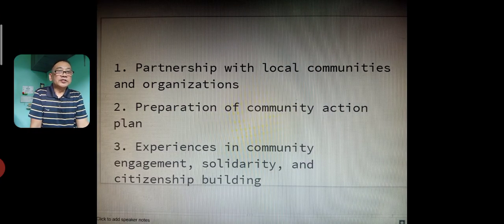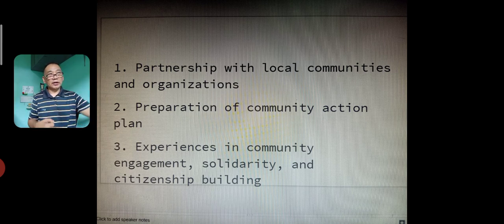What is this? Partnership with local communities, preparation of community action plan, experiences in community engagement, solidarity, and citizenship building. Okay, in our practicum, we have 3. Okay? Alamin natin yung mga local organization or barangay. Okay, you will be divided into different barangay. Kung saan barangay kayo. Now, preparation of community action. Before we do that, kailangan natin ng needs assessment and kailangan natin ng community mapping. We'll teach you how to do this. And of course, experience and community engagement.